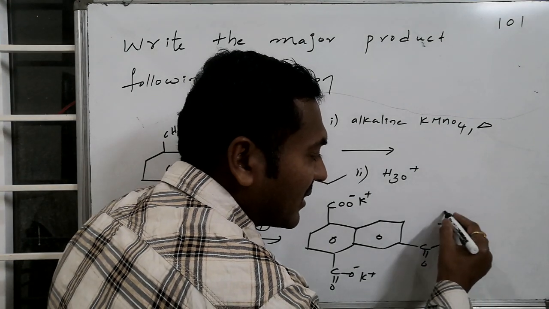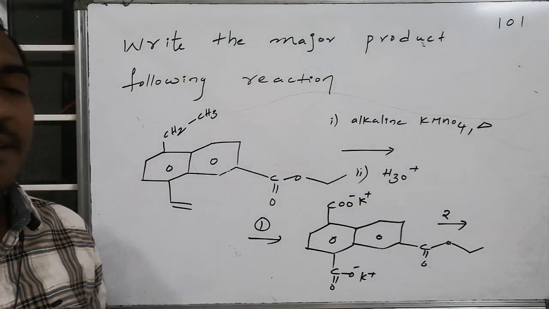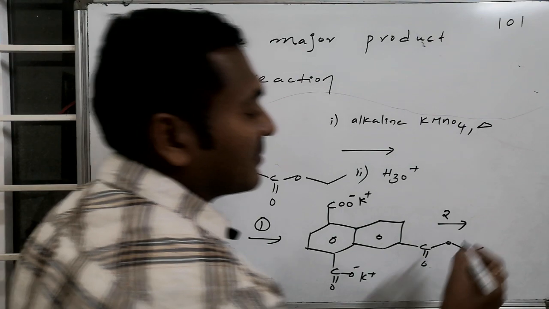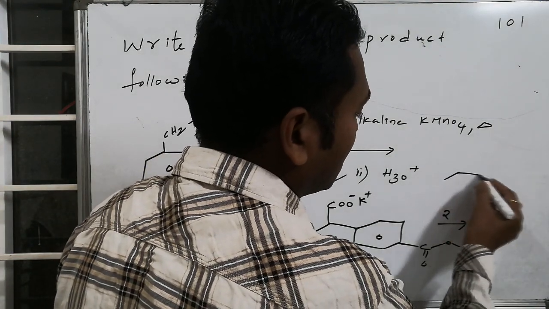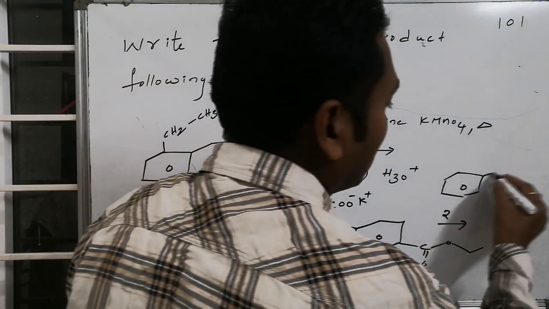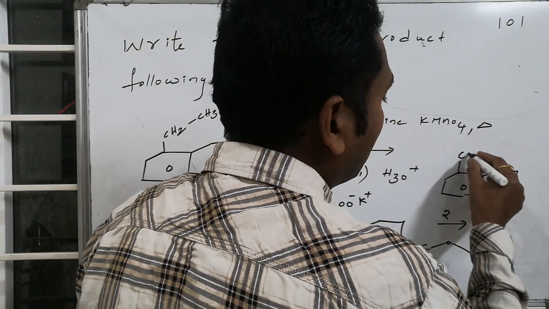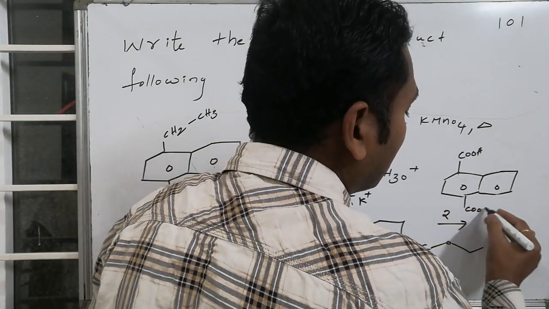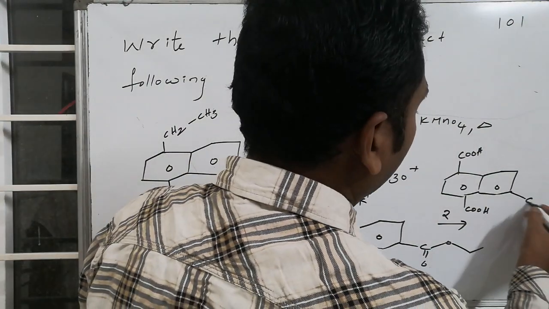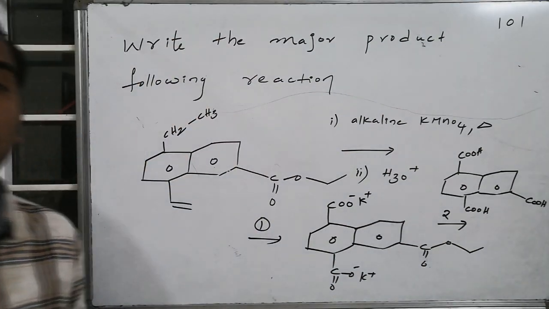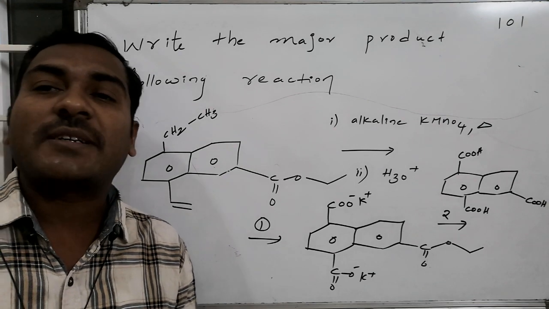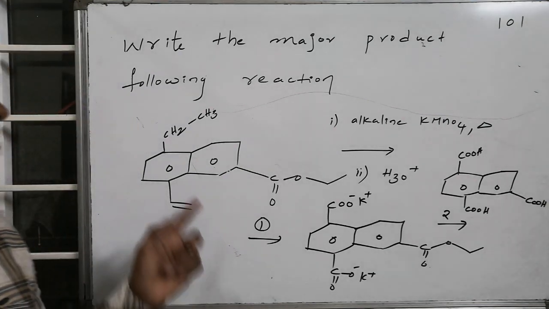On further reaction with the second condition, H3O+, all these potassium salts are replaced by the proton and converted to carboxylic acid. Due to space issues, I am writing the product here: the first benzene ring remains as it is, the second benzene ring remains as it is. This becomes carboxylic acid, this also becomes carboxylic acid, and this ester also undergoes hydrolysis and is converted to carboxylic acid. Thus, alkaline KMnO4 converts all the saturated and unsaturated aliphatic parts into carboxylic acids.